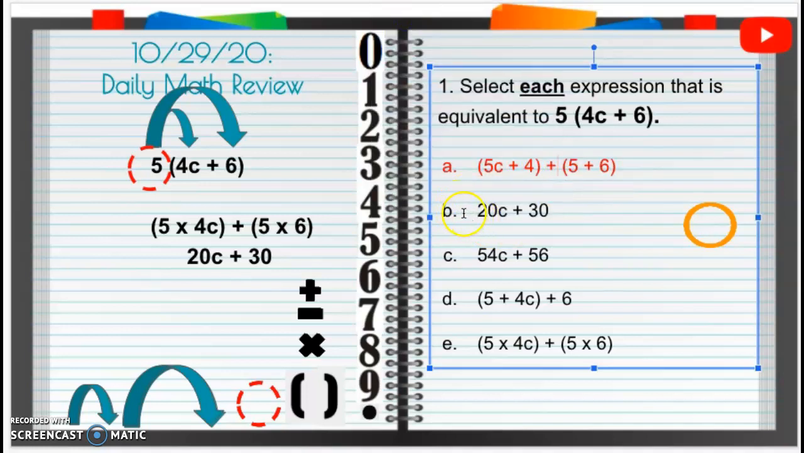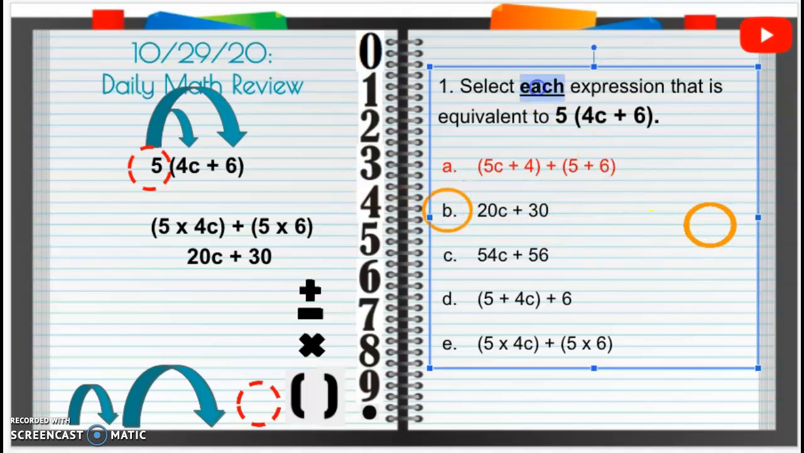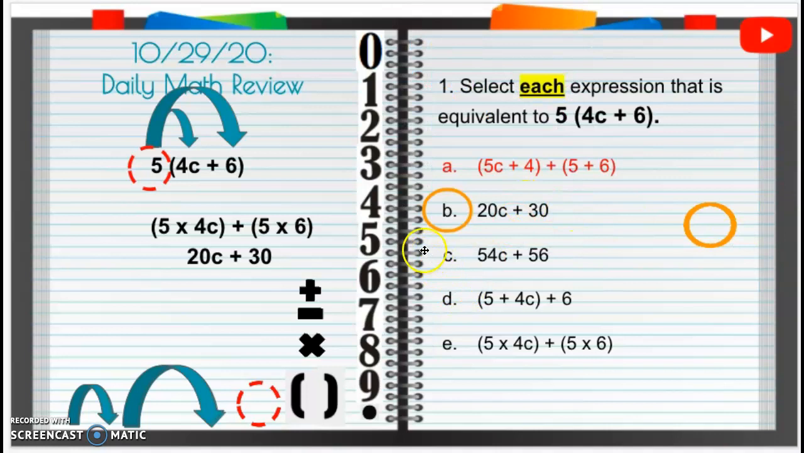Let's take a look at letter B. 20C plus 30. 20C plus 30? 20 times C plus that 30? Yes, it is. So that's one of them. But it says select each. So we need to make sure that there's nothing else, or maybe there is something else. Maybe there's more than one other thing.